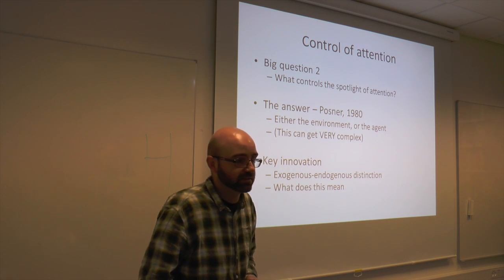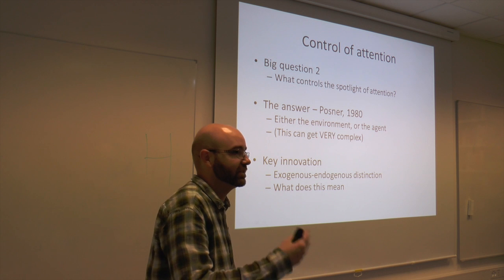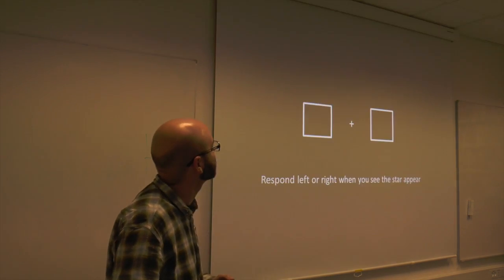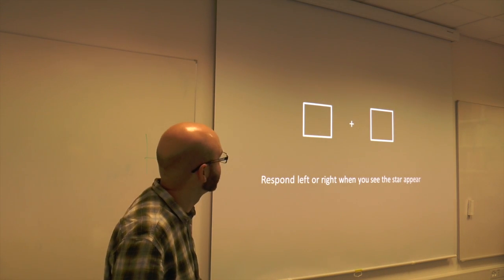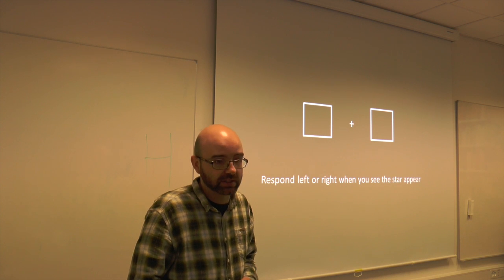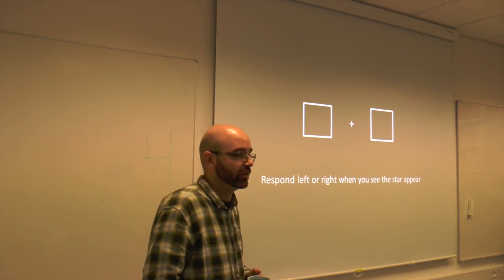So again, this is always sort of easiest to come back to the paradigm. I tried this and it didn't look as good, didn't think it worked as well in this context, but we'll see. So the idea here is that you have to respond left or right when you see the star appear, and again as quickly and accurately as possible.